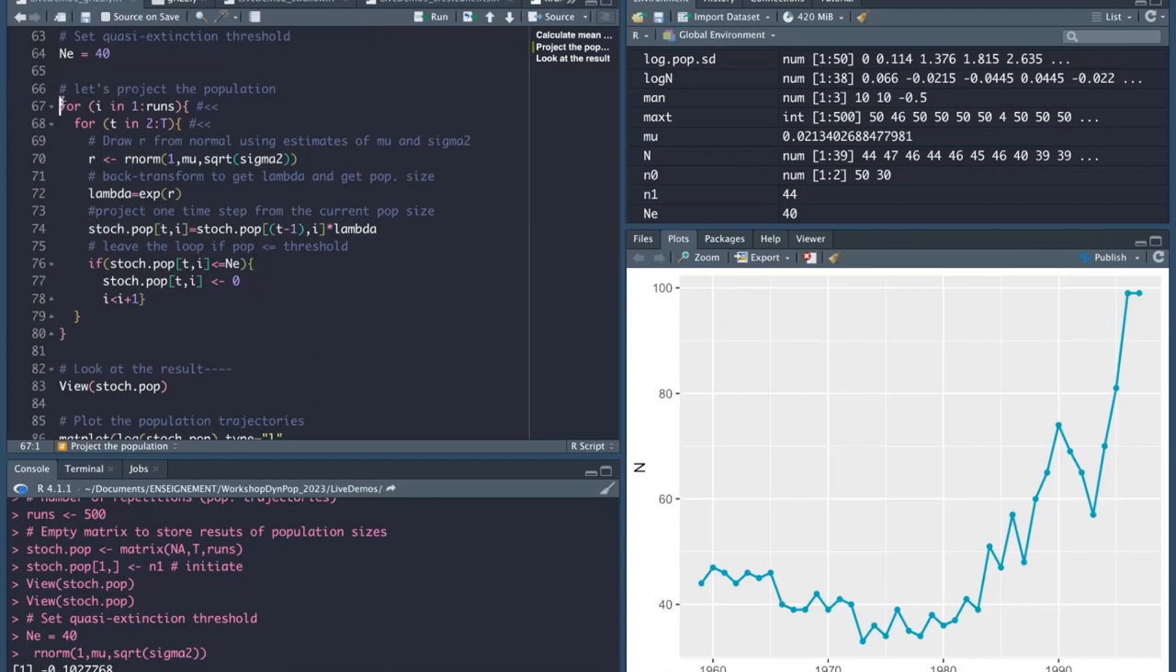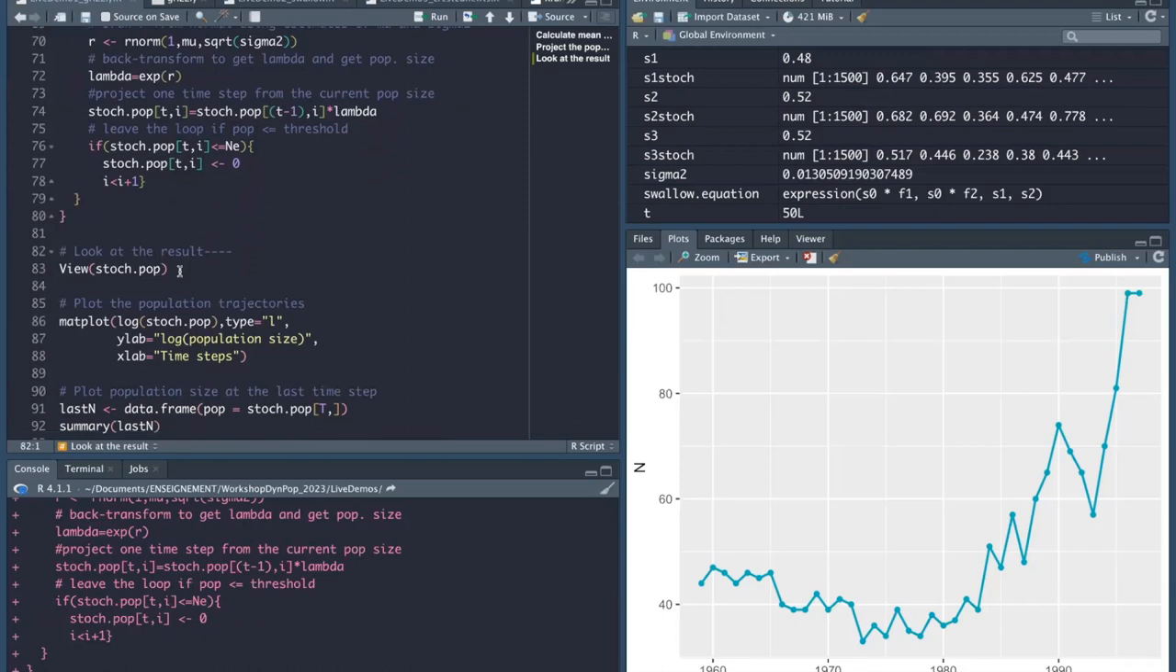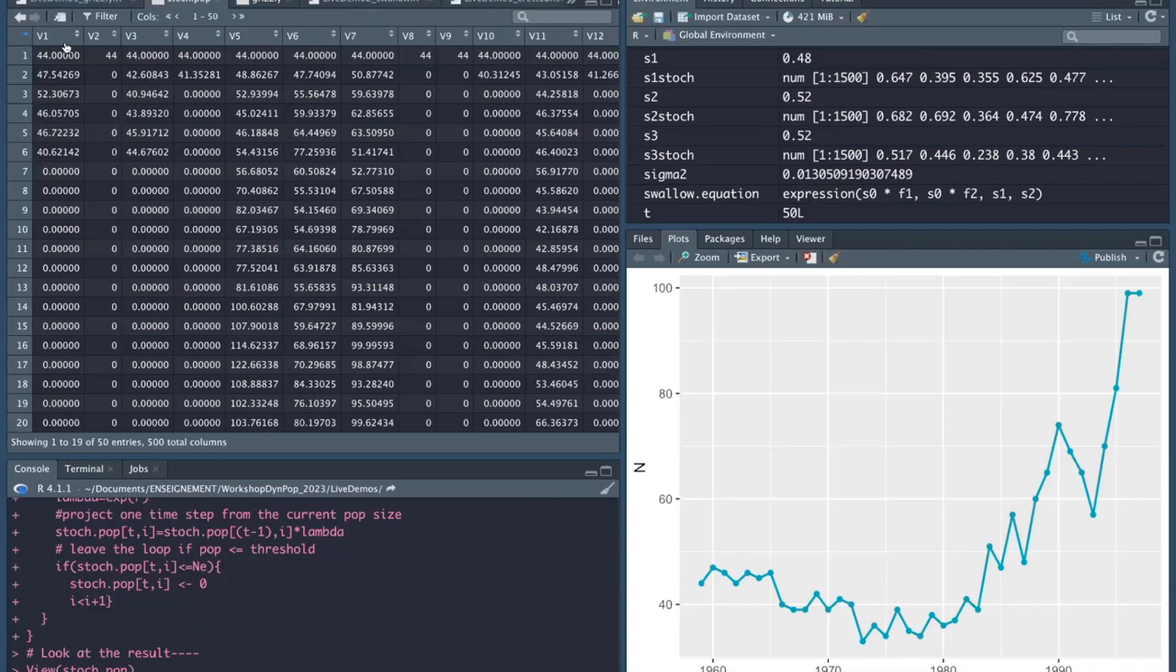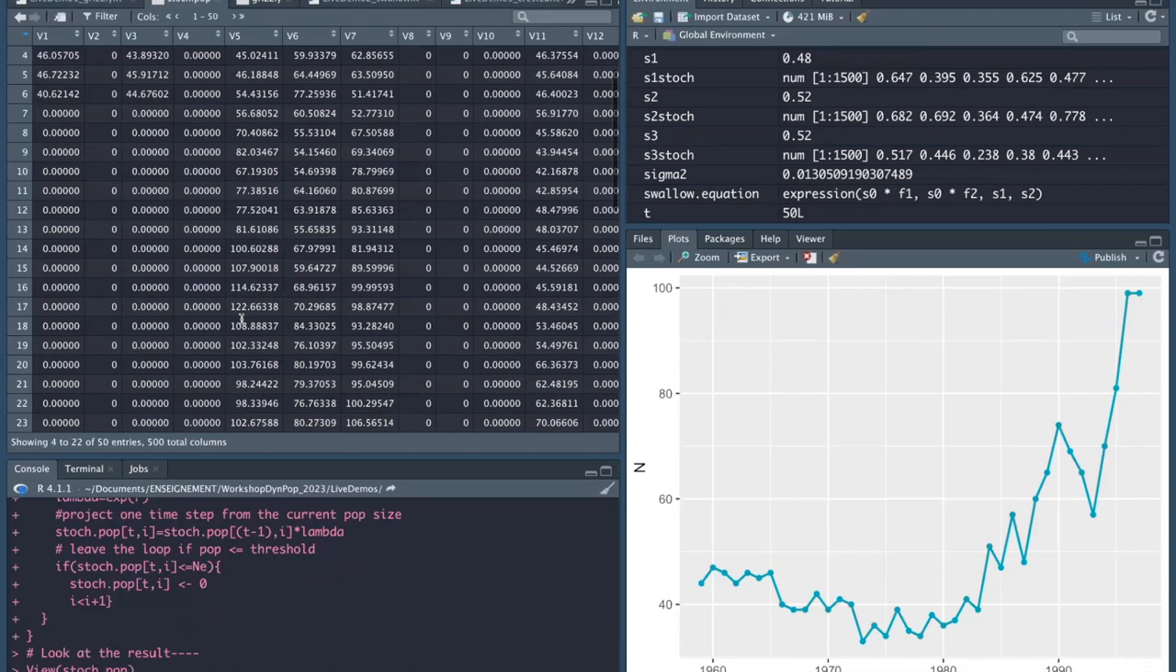You see it's still very quick. Let's have a look at the results. For the first run, we see that the population is going extinct after the 6 years because it reaches the threshold of 40 individuals. The second population is going extinct right away at the second time step. The third one at the sixth time step. The fifth one, it's actually growing.